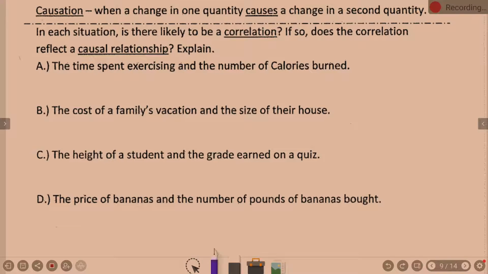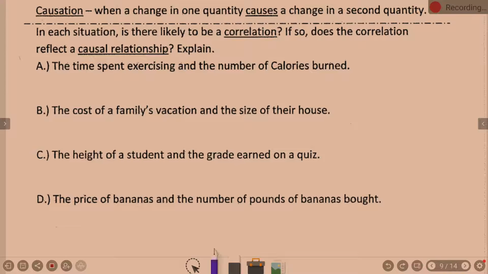First of all, we're going to ask, is there a correlation? And we're going to try and define that as positive, negative, or none. And then if there's a correlation, is it a causal relationship? So does a change in one quantity affect the other quantity? So, A, let's talk this one out. The time spent exercising and the number of calories burned. Are these related? Are they correlated? Does the time you spend exercising relate to the number of calories burned?